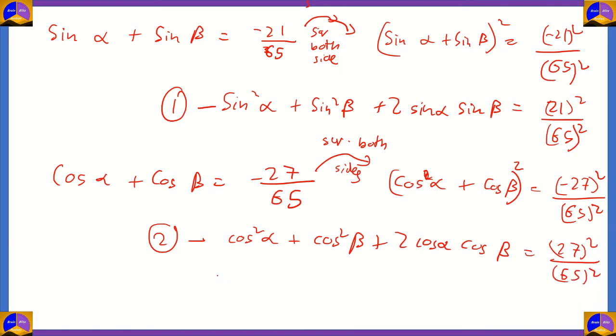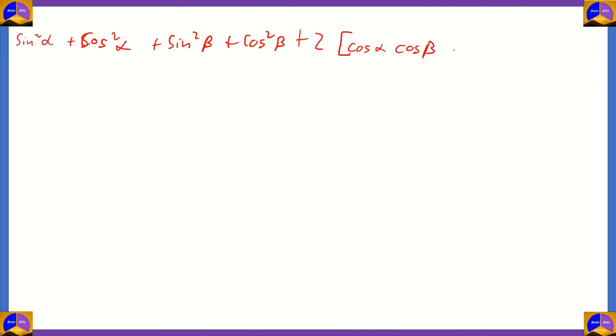So now that we obtained both equations 1 and 2, we add them. So add equation 1 and 2. So the left hand side will be sin² α + cos² α + sin² β + cos² β + 2 times, since 2 is common for both the terms, we take cos α cos β + sin α sin β.